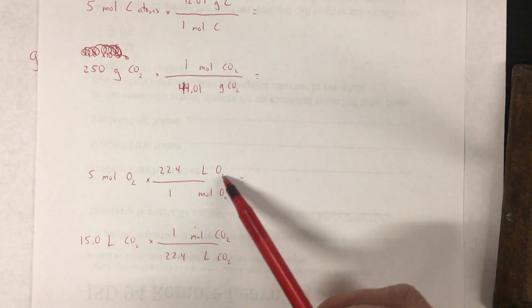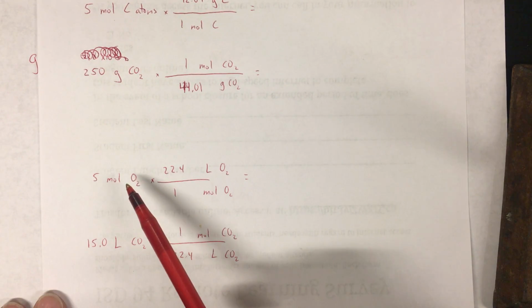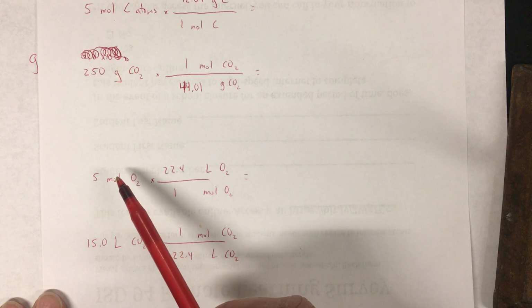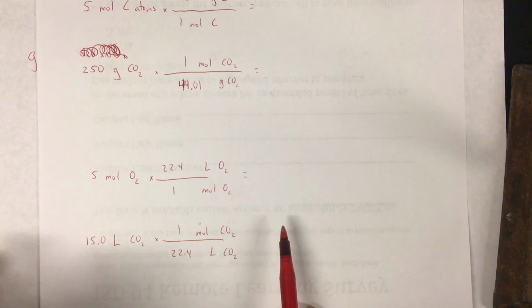And then going between moles and liters at STP, to go from moles to liters, you would end up multiplying by 22.4. And if you're going from liters to moles, you'd end up dividing by 22.4.